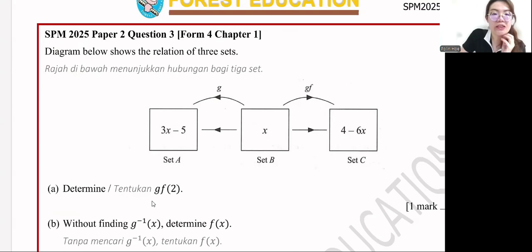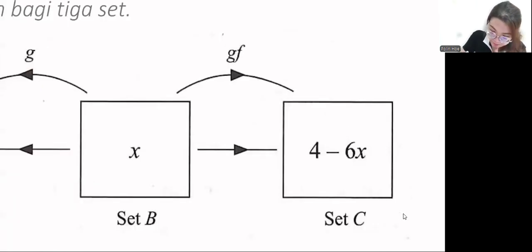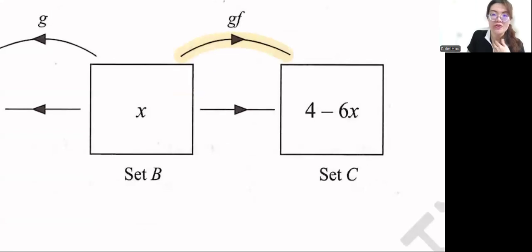Now, let's go. Determine the function GF2. You look at the marks. The mark is only 1 mark, so it brings the meaning of the solution will be quite short. Function GF. You look at this arrow. 看这个 arrow 啊. This arrow, this function GF brings x to 4 minus 6x. You need to learn how to read this. Now, in your textbook, 在课本里面呢, you are only taught on how to see composite, but this is something that is extra. This is the application. Okay, so you need to do a lot of questions, only you will know.